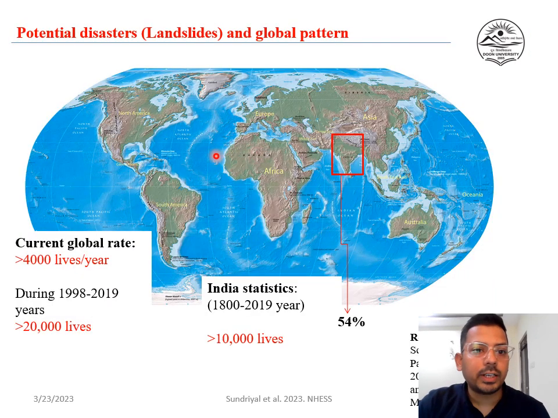Okay, now the potential disasters. In this case, it is landslide and its global pattern. At present, the global rate of mortality caused by landslide is 4,000 lives per year. And during 1998 and 2019, we have lost more than 20,000 lives. If we talk about India and Nepal, we share 54% of global mortality. In India alone, in the last 2 centuries, we have lost 10,000 lives. I'm sure it is underrepresented because in many cases, the death caused by landslide is being associated with other factors like earthquake and rainfall.